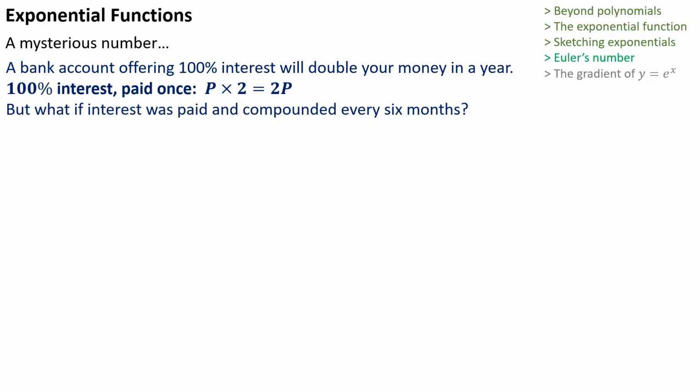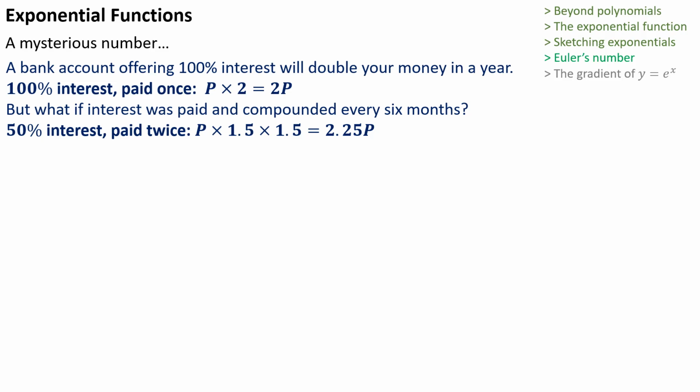Alternatively, what if you were paid and interest was compounded every 6 months? So 6 months in, the total amount in your bank is looked at, they calculate 50% of that and pay you 50%, and then you wait another 6 months and you get 50% on whatever you've currently got. The advantage of that is that interest is paid on the interest. So it works out as 2.25 times whatever you put in.